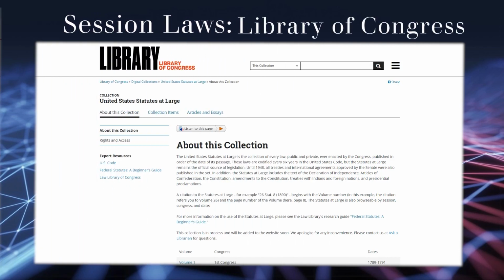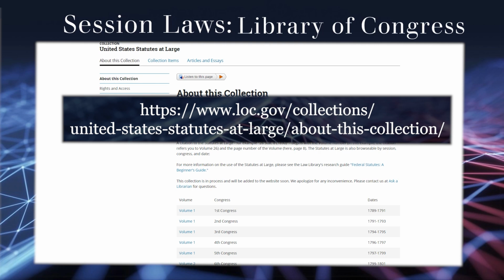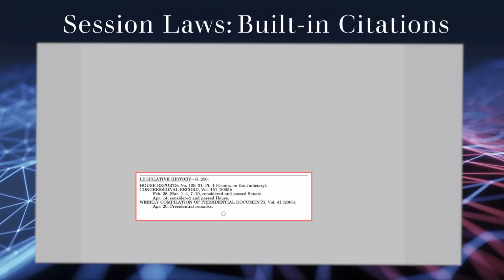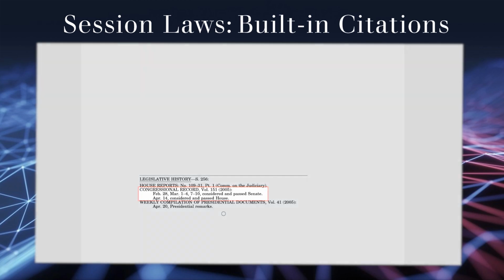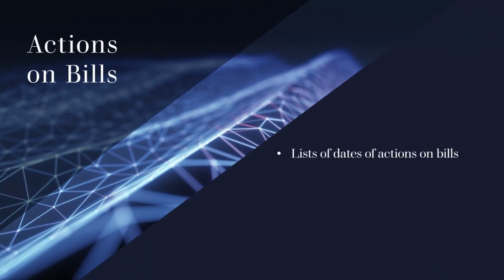The Library of Congress, on the other hand, has the Statutes at Large dating all the way back to the first Congress. It is available at this URL. If you scroll to the end of a session law, you will find a limited list of citations to documents in the statute's legislative history, such as the bill number, certain reports, or action dates in the congressional record. This legislative history is generally not comprehensive, but it is a good starting point, and those documents could be the most important ones.